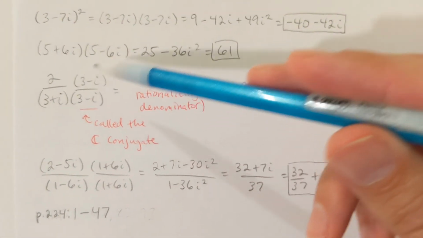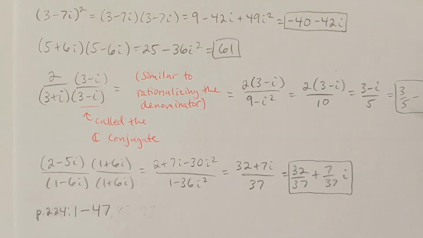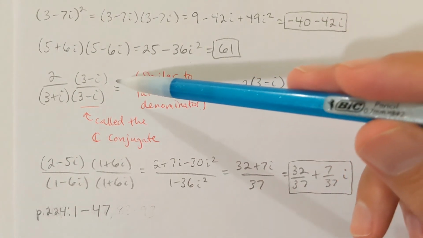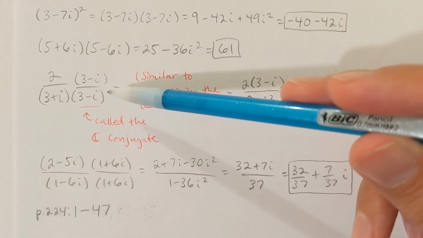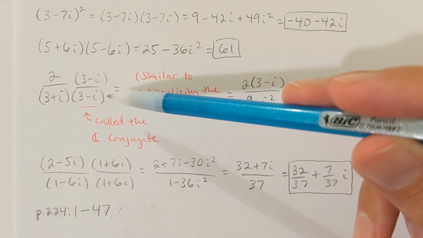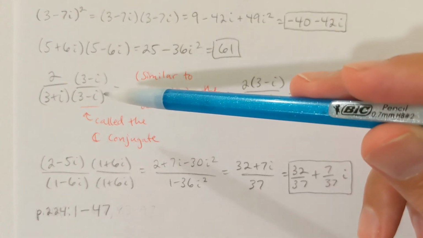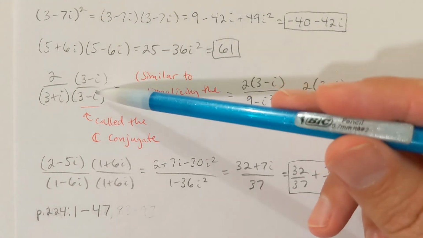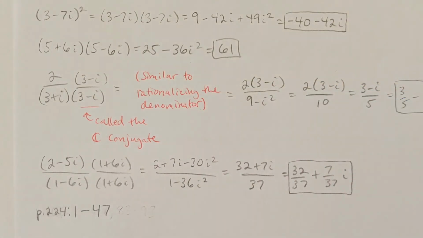Another one here is division. 2 divided by 3 plus i. Well, you want to multiply the top and bottom by the complex conjugate of the denominator. The complex conjugate is where I change the b value to its negative. So 3 plus i, the complex conjugate of that would be 3 minus i. I'd want to multiply by 3 minus i divided by 3 minus i. Now that's the same as 1. So I'm not actually changing anything if I'm multiplying by 1.